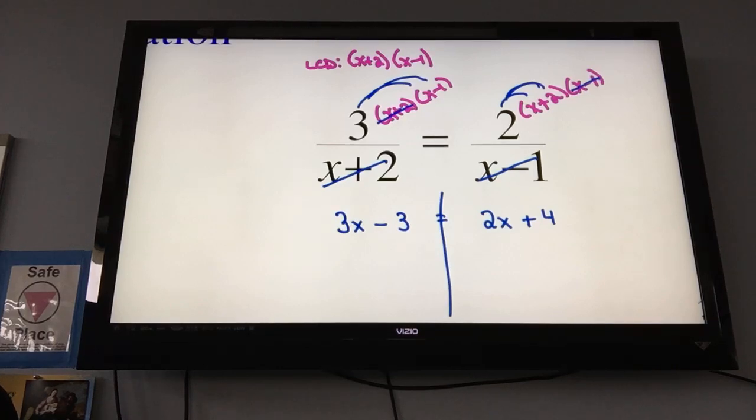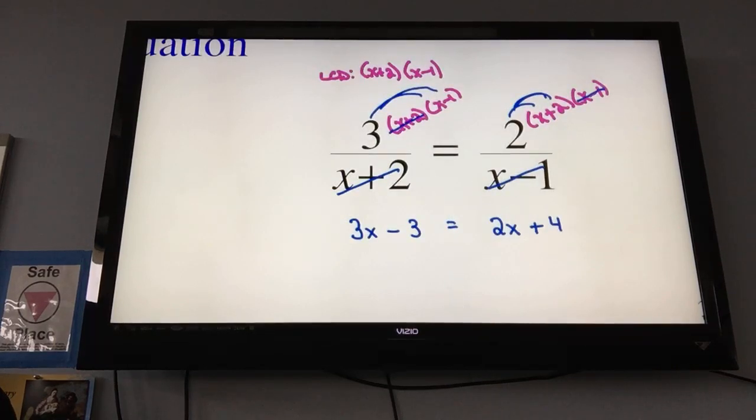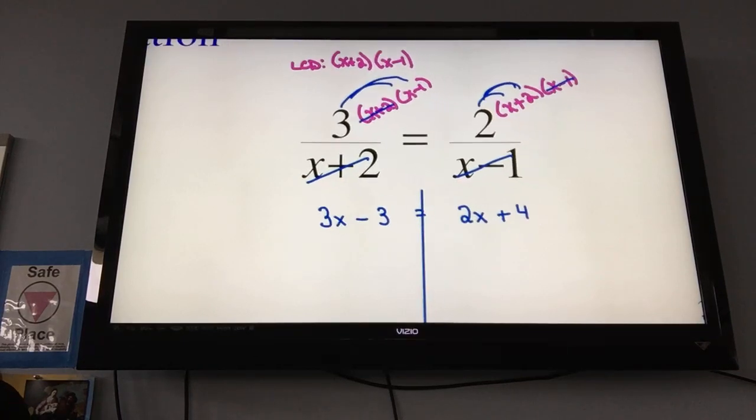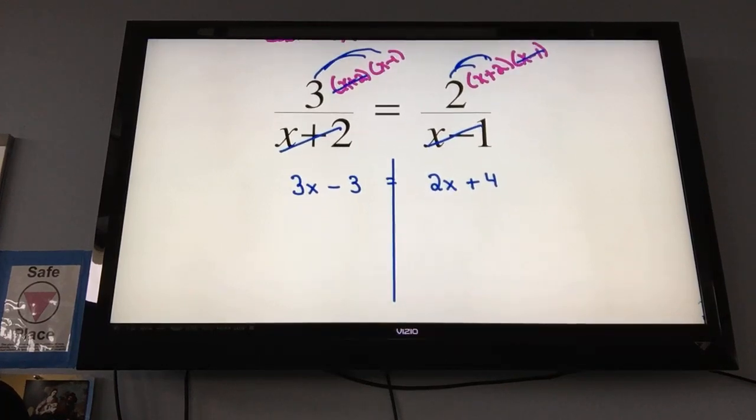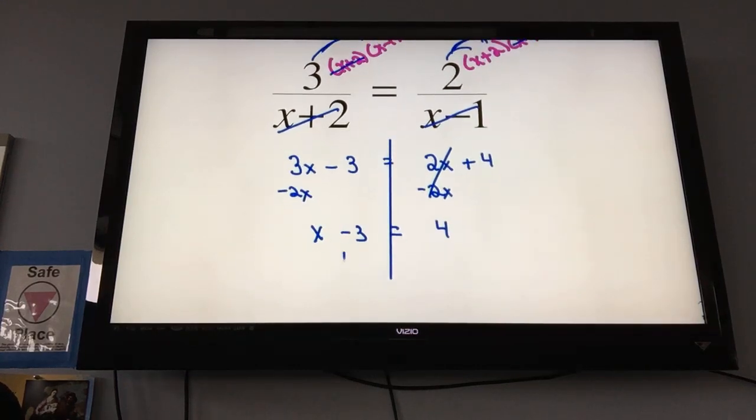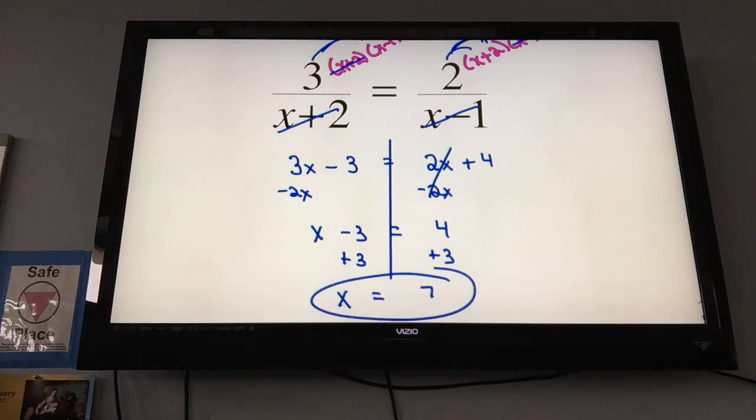And then again, I get an equation that I should know how to solve. Most of the time I like x's on the left, so I'm going to subtract my 2x. It's a positive, which means I'm going to subtract it. So 3 minus 2 leaves me 1x, minus 3 comes down, equals, cancels out there, 4. And then I'm going to add 3 to both sides to get x alone, and x equals 7.